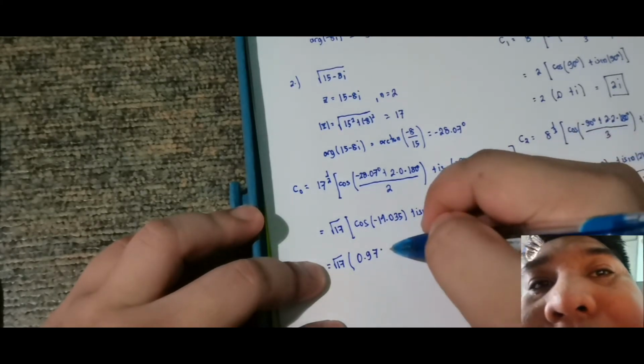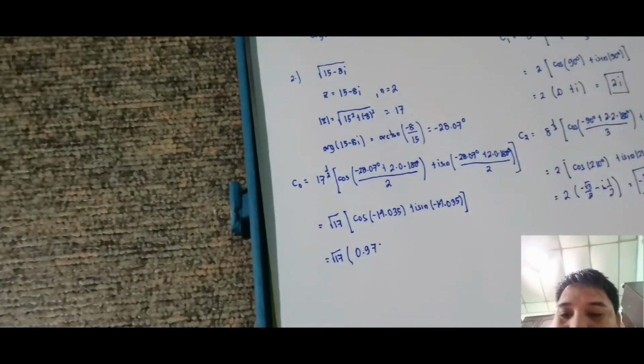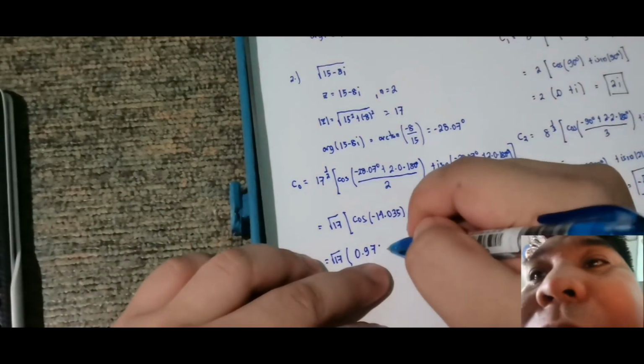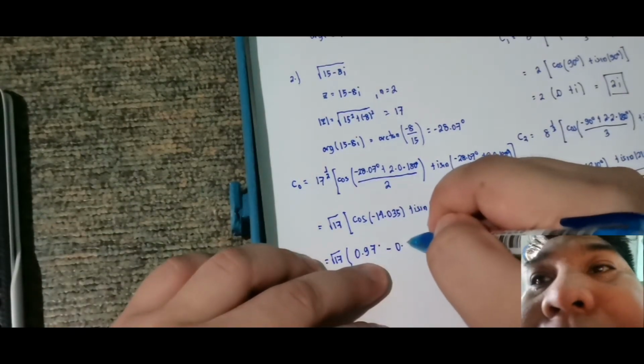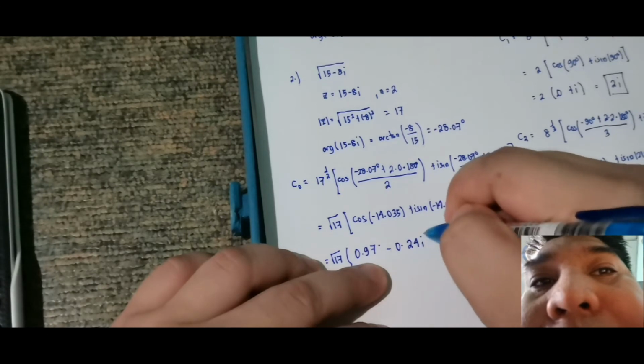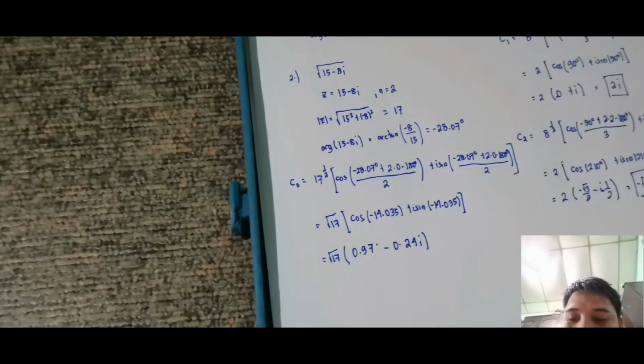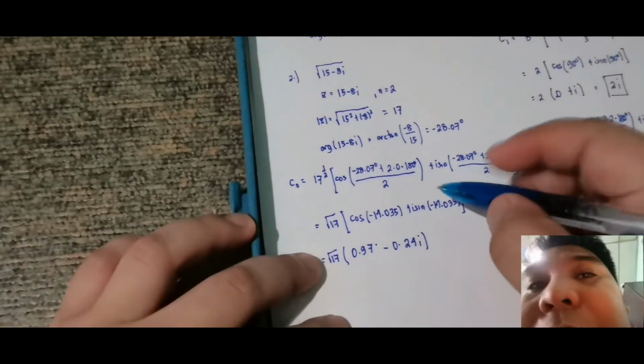Okay, then plus i sine of negative 14.035, that is negative 0.24 i. Okay, then i-multiply natin further yan. That is square root of 17 times 0.97. So 0.97 multiplied by square root of 17, that is 3.99. So tama nga yung computation.